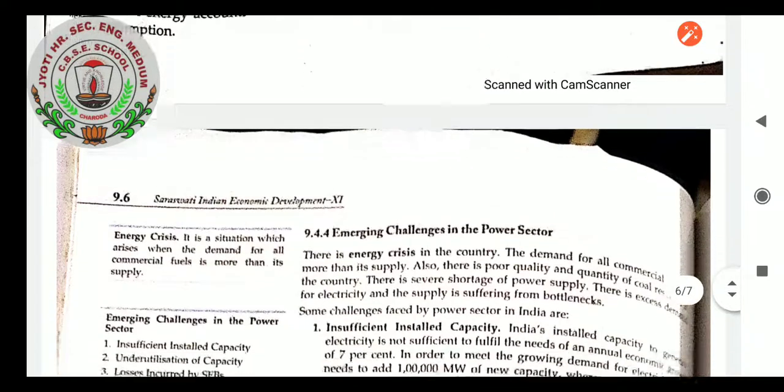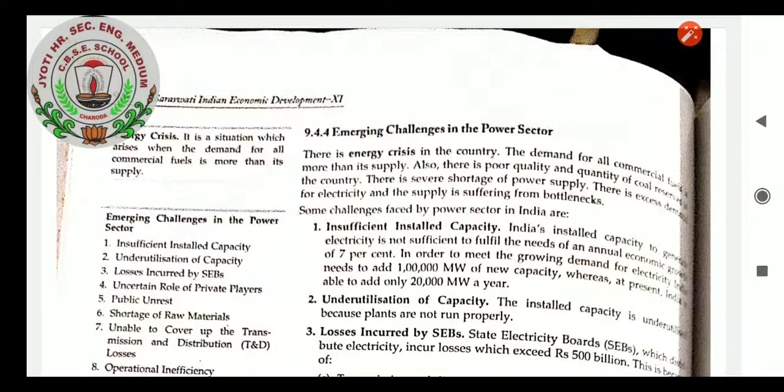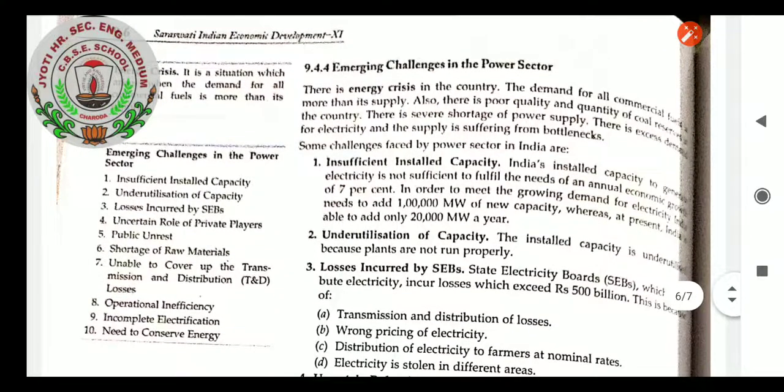Emerging challenges in the power sector: students, there is an energy crisis in the country. The demand for all commercial fuels exceeds their supply. Also, there is poor quality and quantity of coal reserves in the country. There is a severe shortage of power supply. There is excess demand for electricity and the supply is suffering from bottlenecks. Some challenges faced by the power sector in India are insufficient installed capacity.